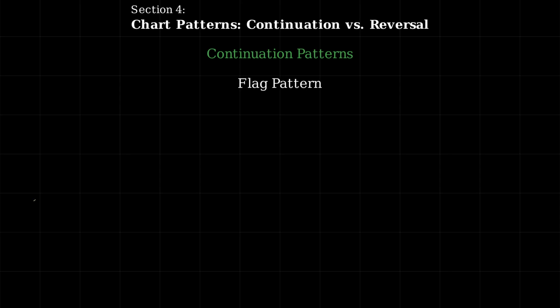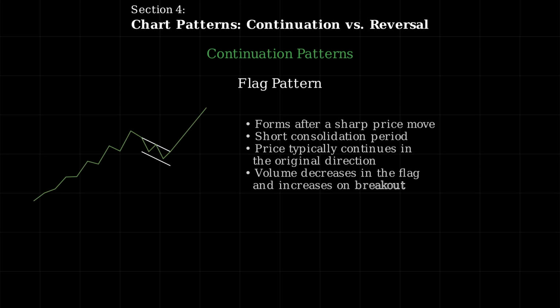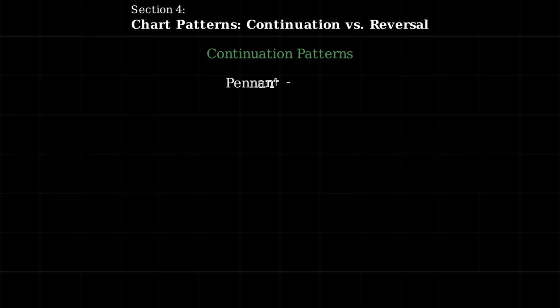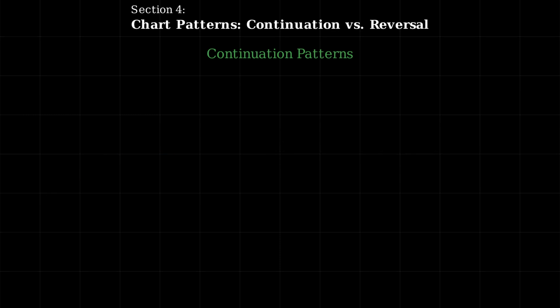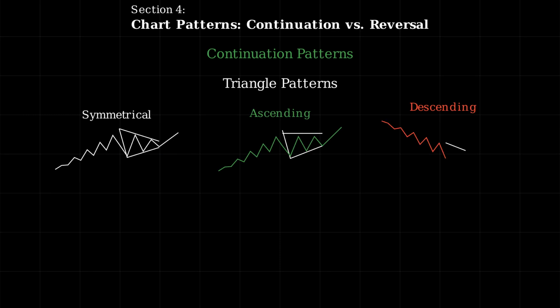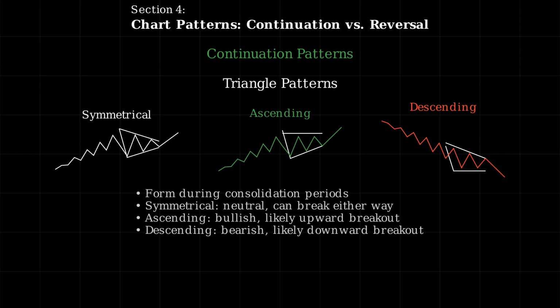The flag pattern forms after a sharp price move, followed by a short consolidation period where price moves in a channel against the trend. The pattern completes when price breaks out of the flag in the original direction. The pennant pattern is similar to a flag, but forms a triangular consolidation rather than a parallel channel. It also signals a continuation of the prior trend. Triangle patterns are continuation patterns that form during consolidation periods. They include symmetrical, ascending, and descending triangles, each with different predictive implications.